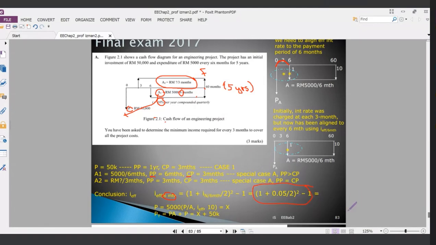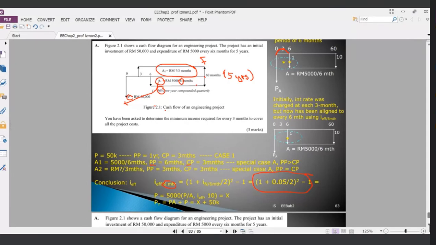Okay? And you substitute the A into the P formula. P is unknown and A is known. So which formula is this? Formula number 2 or number 3? Okay, number 2. And for this one, your N, in 5 years, how many 6 months are there in 5 years, which is 10. So your N is actually 10. So can you determine the value of X here? What is X?